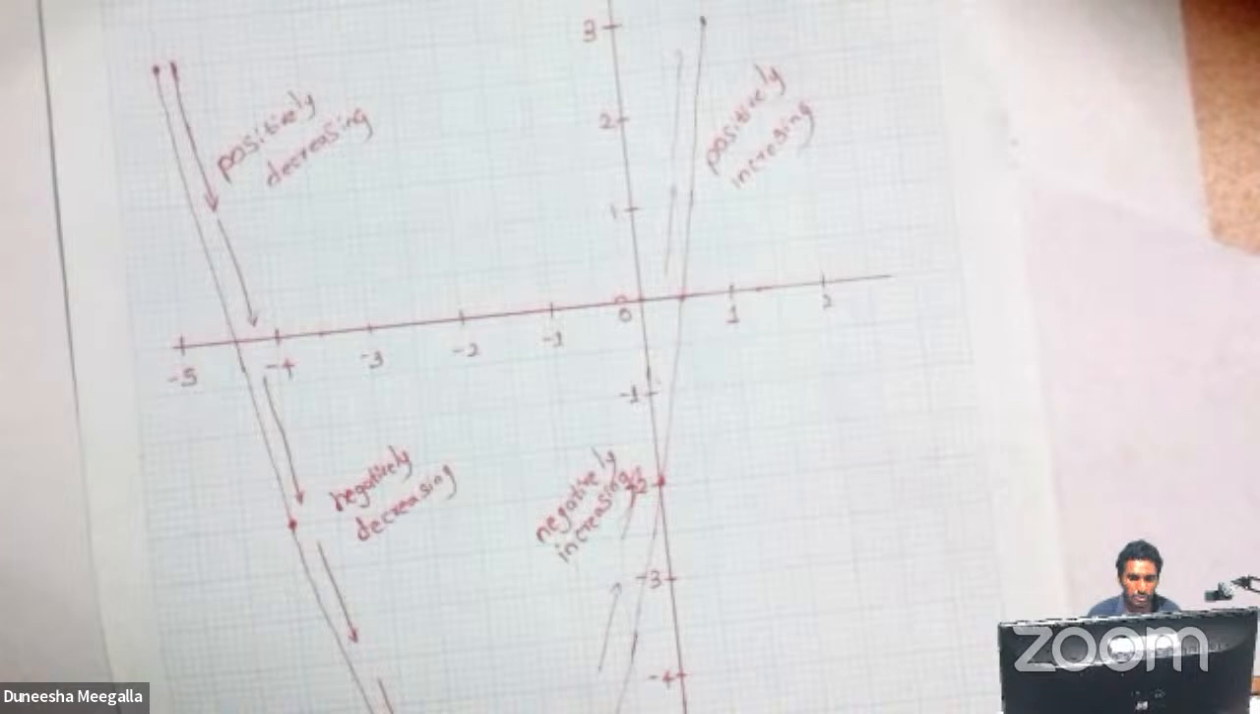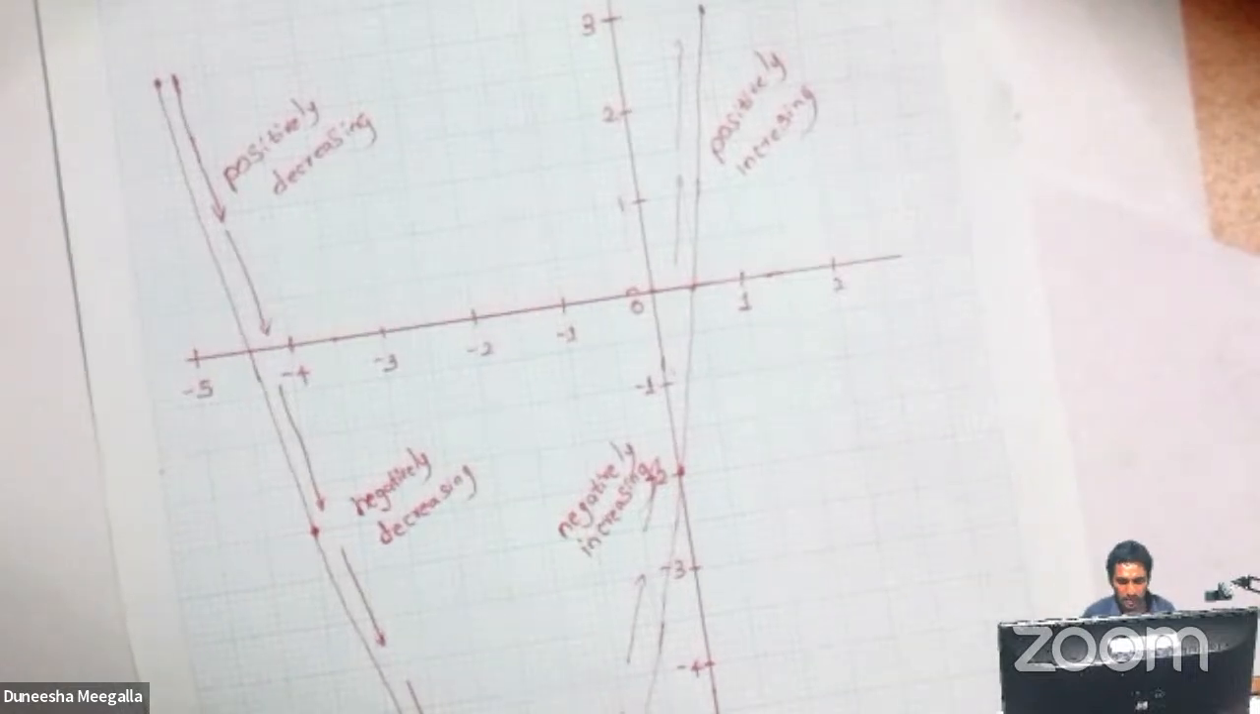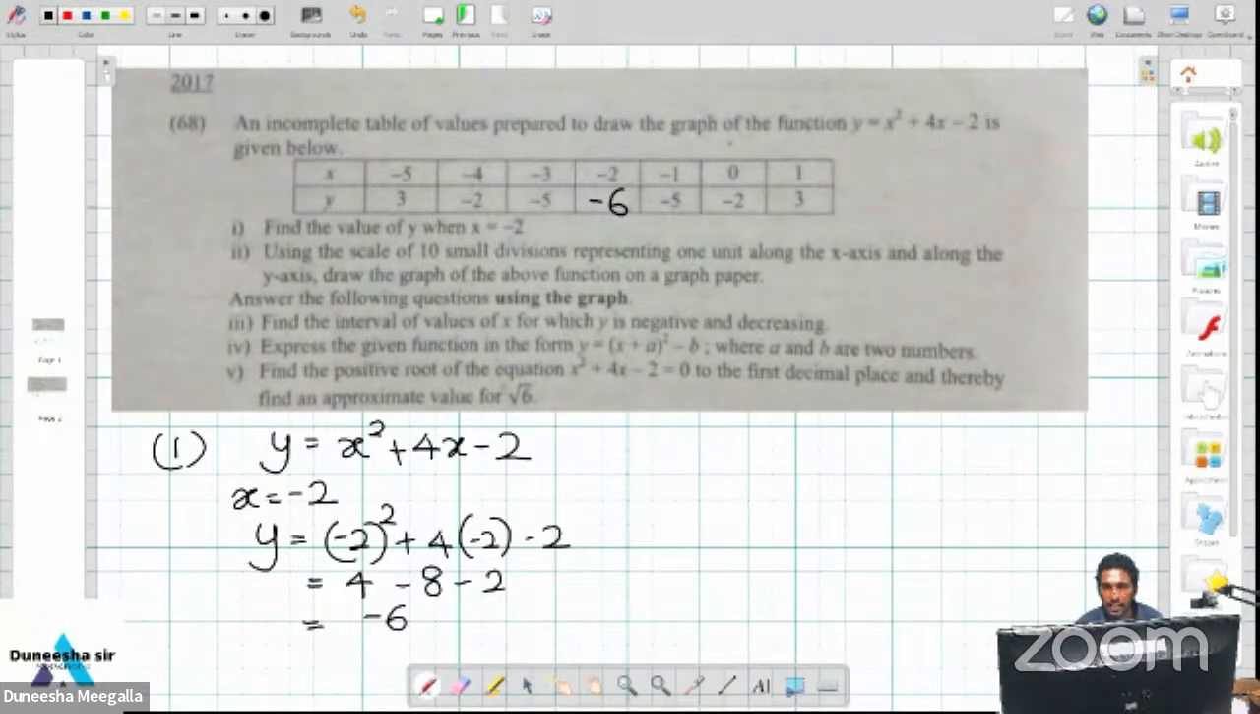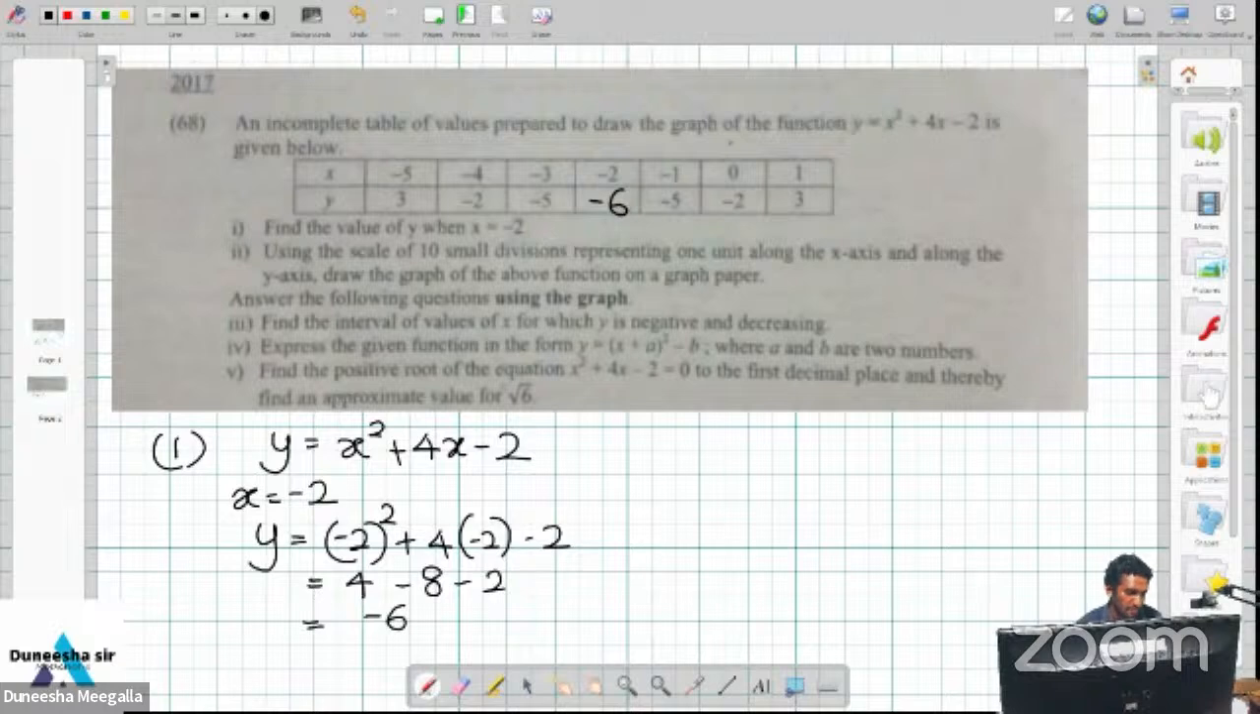Now we're going to discuss the next question. It's the third question. Okay. What is the question asking? Find the interval of values of x for which y is negative and decreasing. Can you find it?